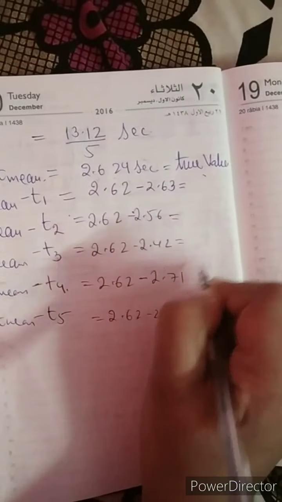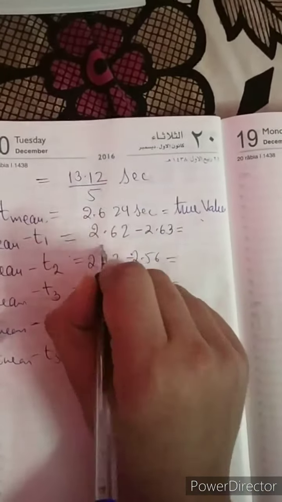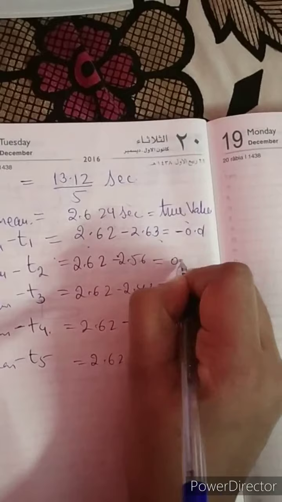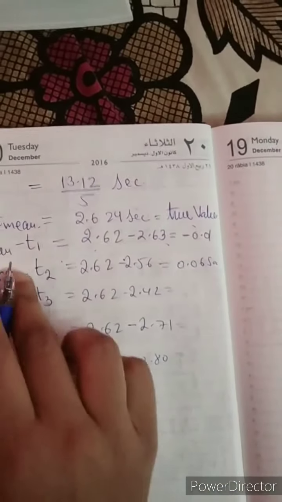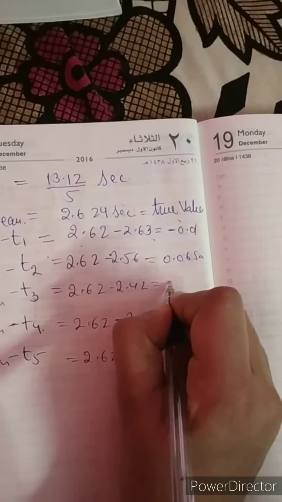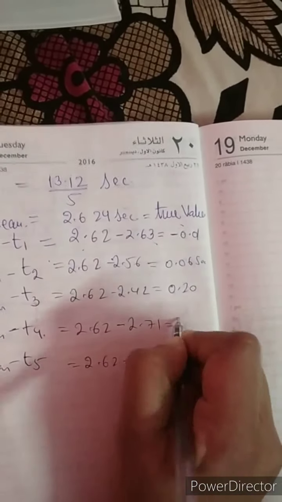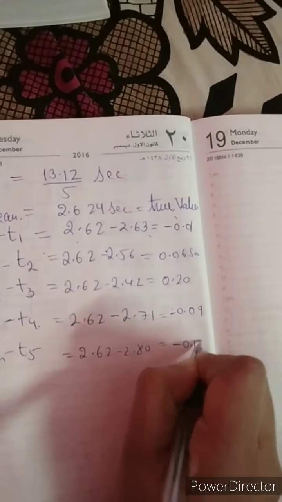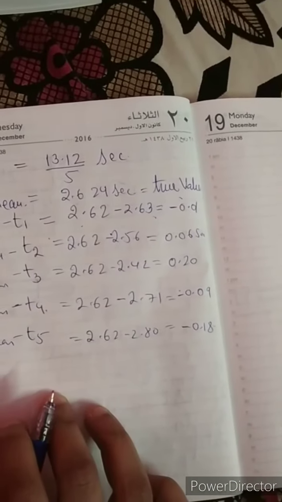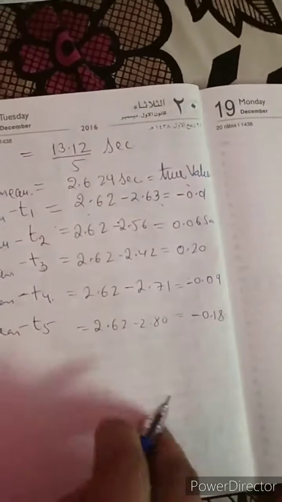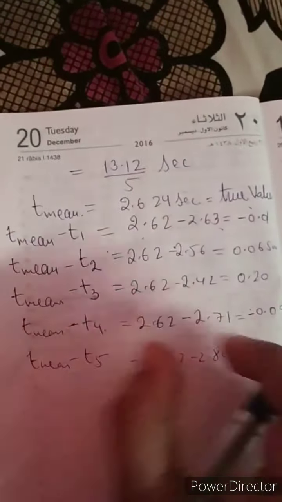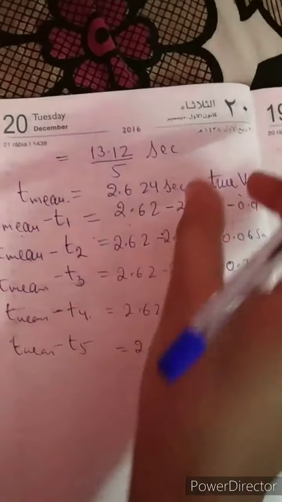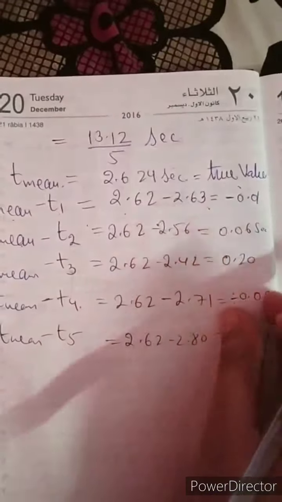Fine, students. Have you done the subtraction part? If you subtract this, you will get minus 0.01 seconds. If you subtract this, you will get 0.06 seconds. All are in seconds because it is time; the SI unit of time is the second. I have uploaded that video also. Then 0.20, minus 0.09, and then minus 0.18. All are in seconds. So this is the variation between your true value and your first value, second value, and so on. This is the variation, so these are your errors.